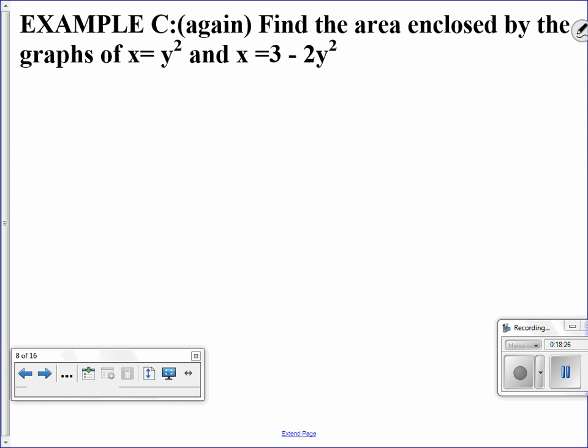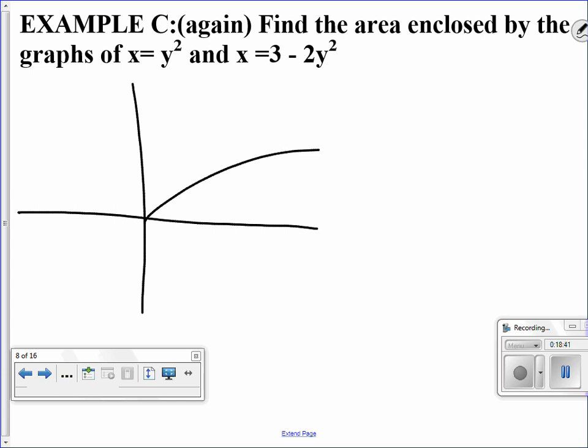Do you guys remember what the graph of x equals y squared looks like? Sideways parabola. Now, I got to remember which side. Would the x's be positive or negative? Positive, because x equals the y coordinate squared. So it's on this side. Here's the graph of x equals y squared. I think I'll write that over here. So this parabola here is x equals y squared.